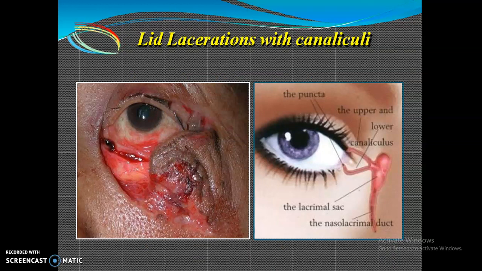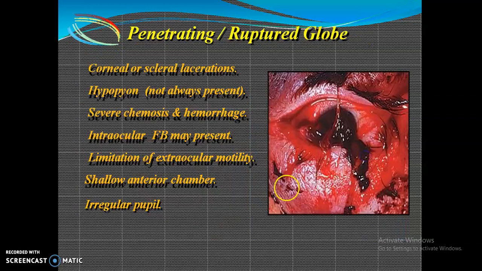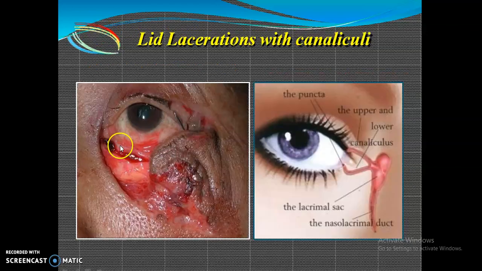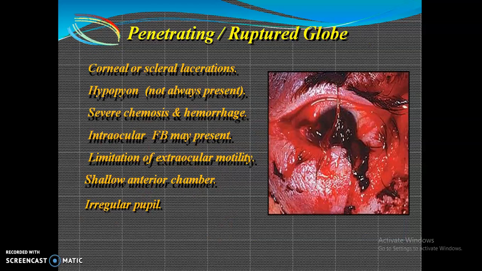Then the lid laceration with canaliculi, that is the puncture of the upper and lower canaliculus, all those things, the inner canthus, all the things are getting affected, and it's a case which may require an immediate surgical repair.